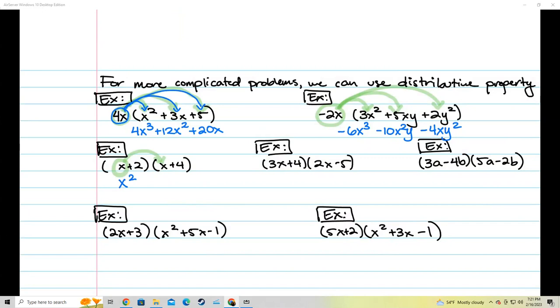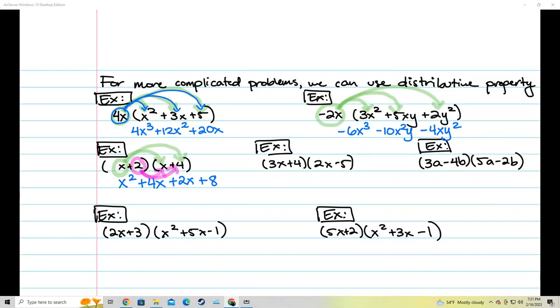I'm not done distributing the x. So I'm going to go x times 4, and that's going to give me 4x. I am done distributing the x, but I'm not done distributing overall because I still can distribute the 2. So let me go ahead and take that 2 and distribute it. I'm going to go 2 times x. That's going to give me a 2x. And I'm not done distributing the 2, so I'm going to go ahead and go 2 times 4. That's going to give me a positive 8.